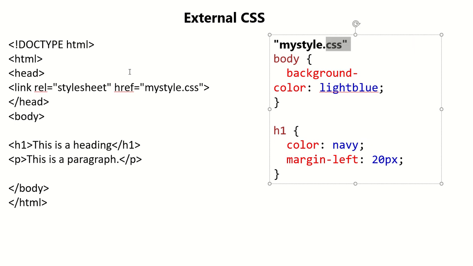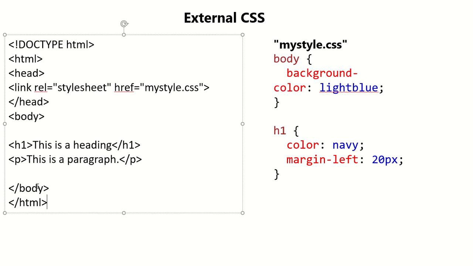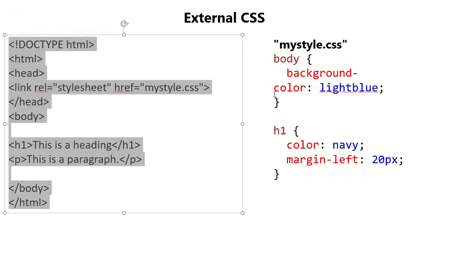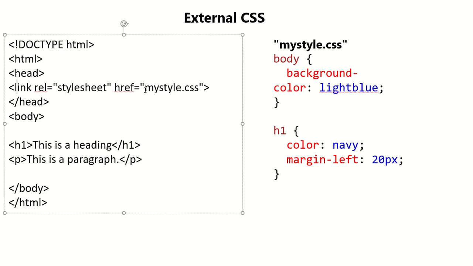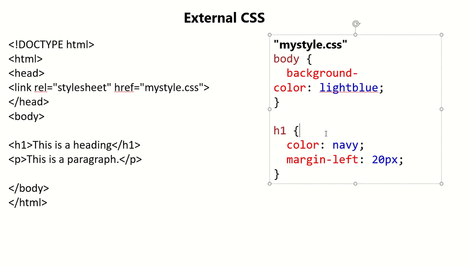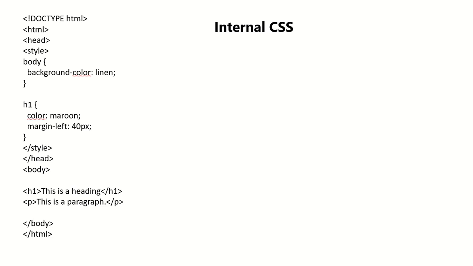So an external style sheet will have two files. One will be your HTML file, and compulsorily it will have link, rel, and href. And there will be one more file with the .css format. Then coming to the internal style sheet, that means you have only one file, that's it.